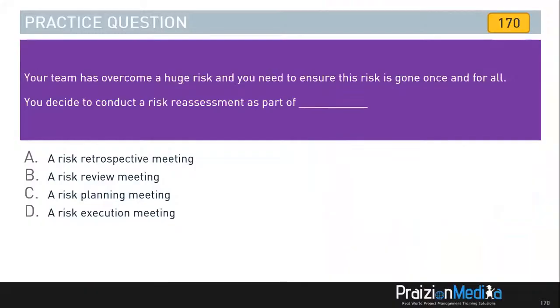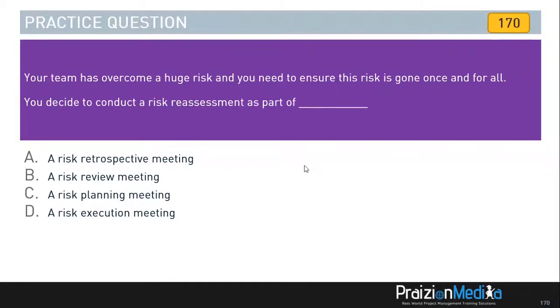Your team has overcome a huge risk, and you need to ensure that this risk is gone once and for all. You decide to conduct a risk reassessment as part of what? What should your risk reassessment be part of? Think about it. All right. So the options that you have here, you've got retrospective, risk review meeting, risk planning meeting, risk execution meeting.